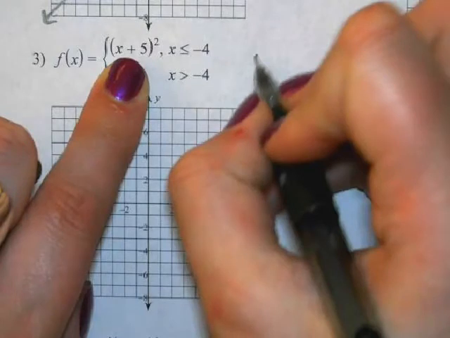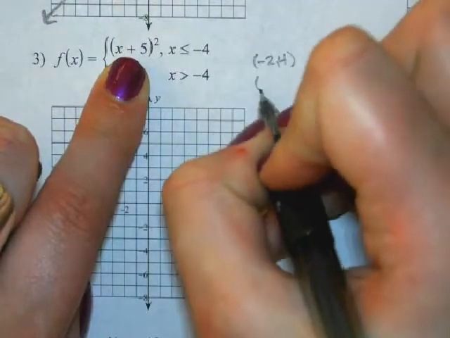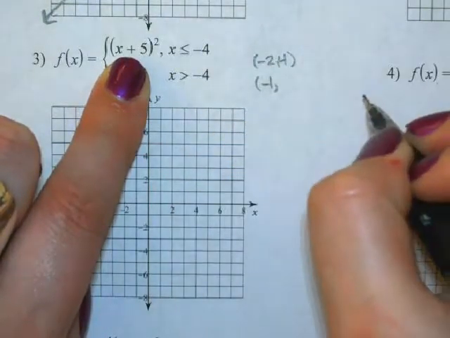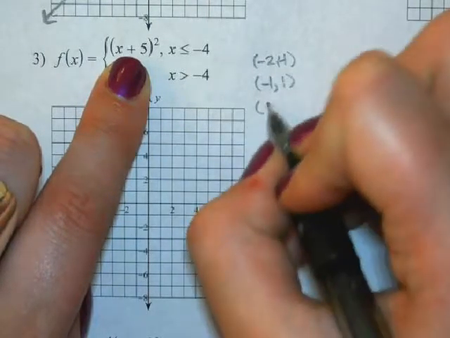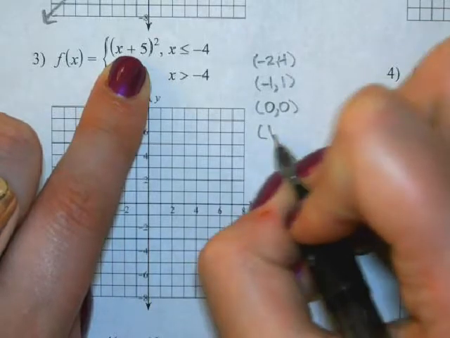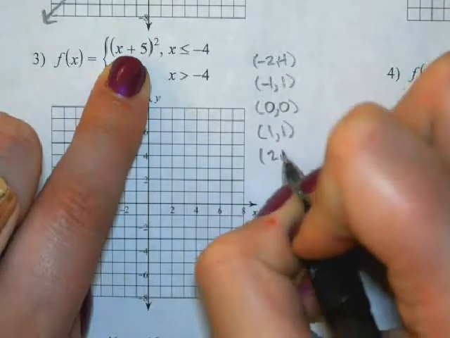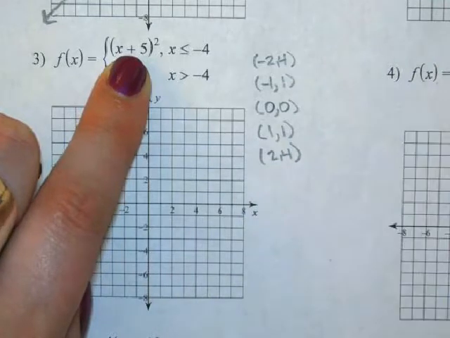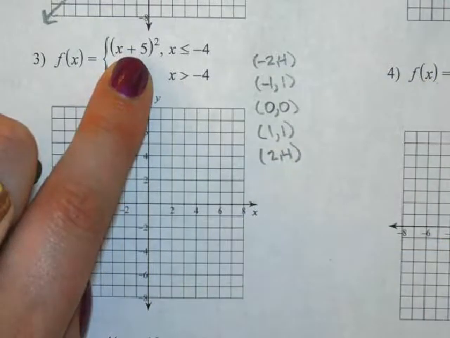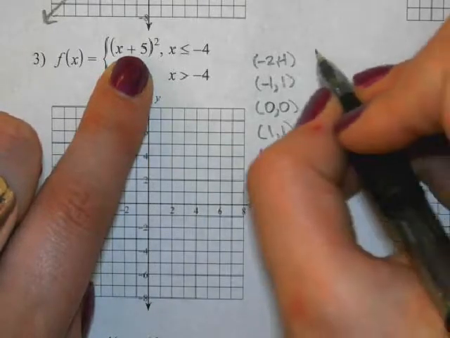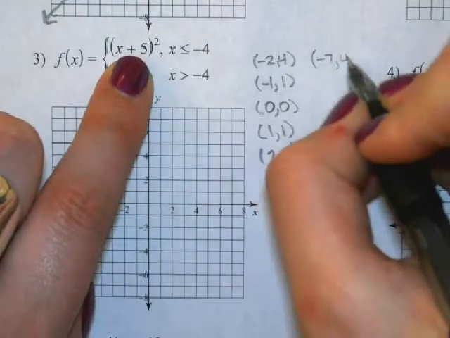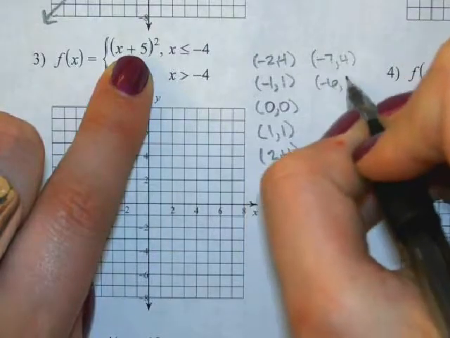So we got -2, 4, -1, 1, 0, 0, 1, 1, and 2, 4. And then these are relatively nice. Like, you guys have done much more difficult parent function transformations than this, because this one only has one transformation, left 5. So that's -7, 4, -6, 1.